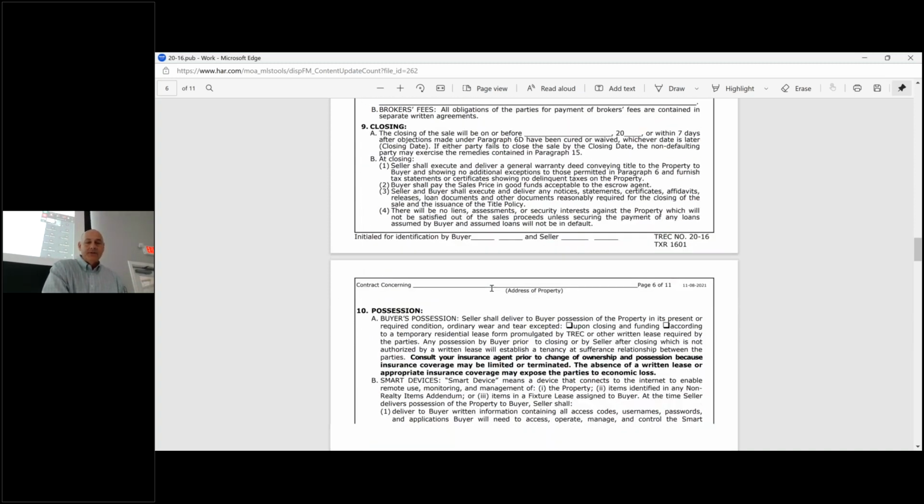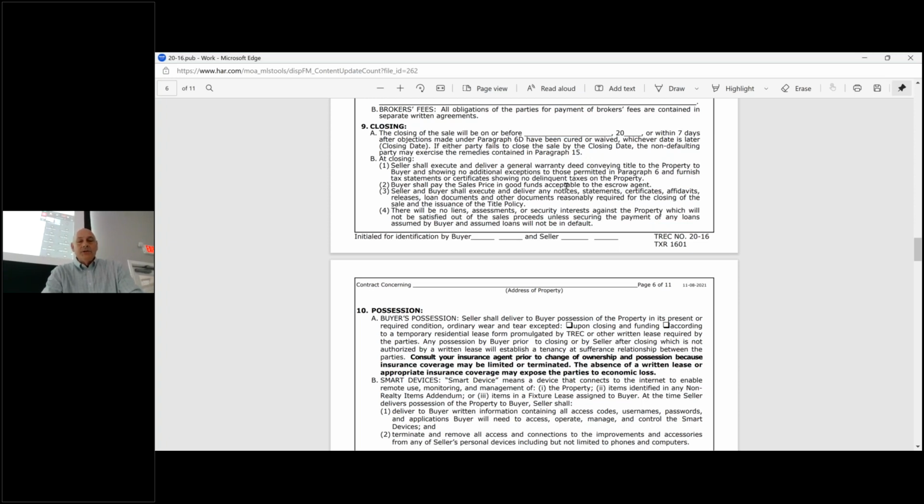Closing. The closing of the sale will be on or before a certain date. Notice it doesn't say what. Time is of the essence. It is not in this paragraph. Or within 7 days after objections made under paragraph 6D have been cured or waived, whichever date is later.